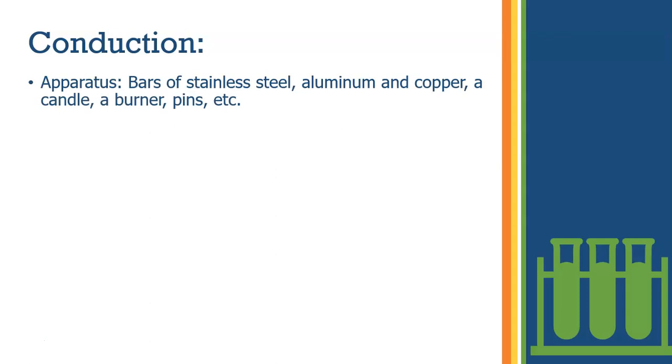Now let us see each one in detail. Conduction. Now we are going to see a particular experiment. You need not do this. This is just for explanation purpose. So please pay attention. So what do we need for this particular experiment? The apparatus required is bars of stainless steel, aluminium, copper, candle, a burner and some pins.